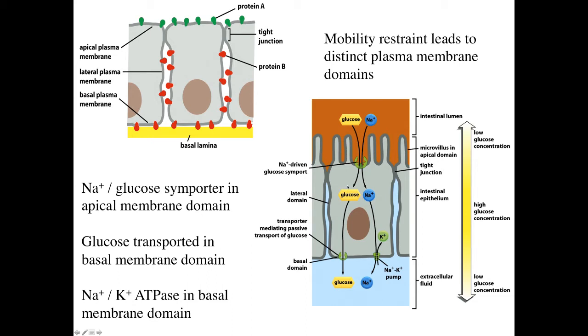So in this case, the sodium glucose symporter is confined to the apical domains of the cell, whereas the basal domain is confining the sodium potassium ATPase as well as this passive glucose transporter.